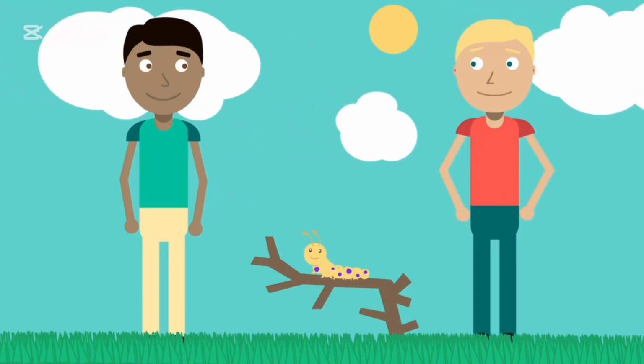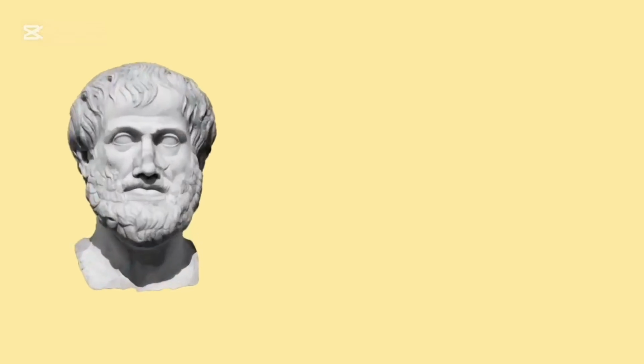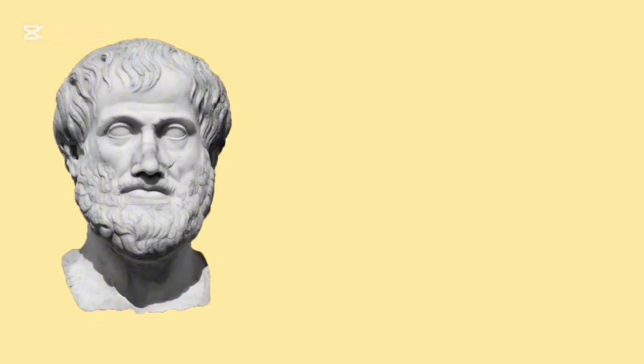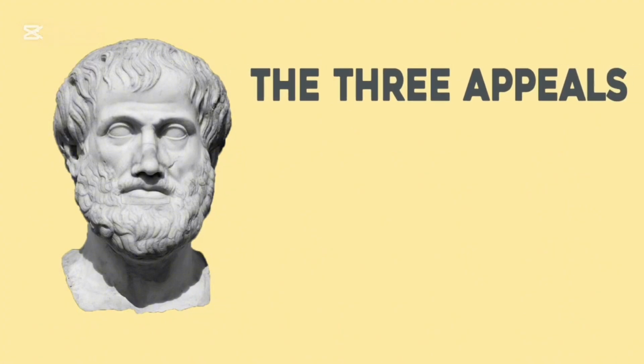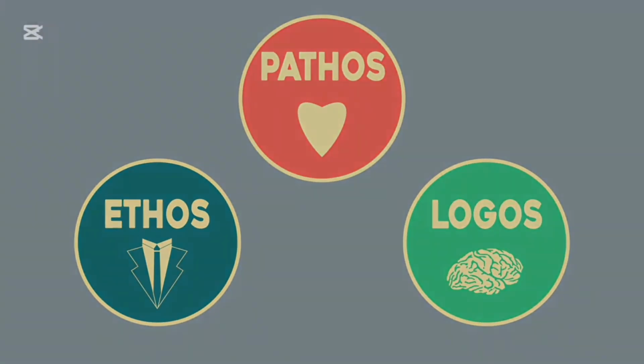How do you persuade someone to see things your way? The Greek philosopher Aristotle had some good ideas on how to persuade people. Among his most powerful techniques were what he called the three appeals, designed to ask an audience to believe his argument. Aristotle called these three appeals ethos, pathos, and logos.